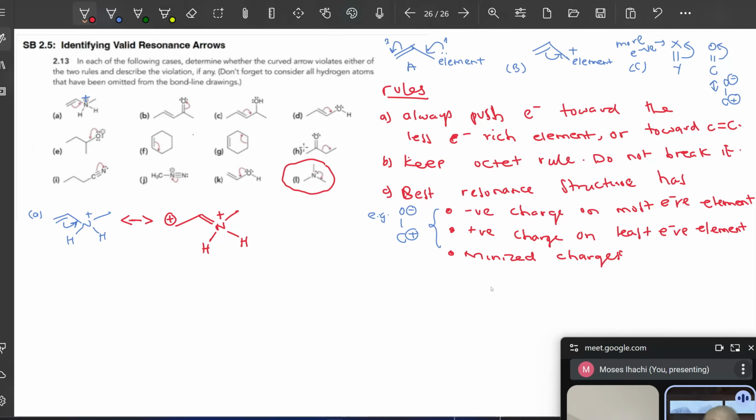It will help you in organic two, trust me. There's a benefit to it, only that there's a risk on your grade. Now tell me why red is wrong. Why the red resonance structure is wrong.